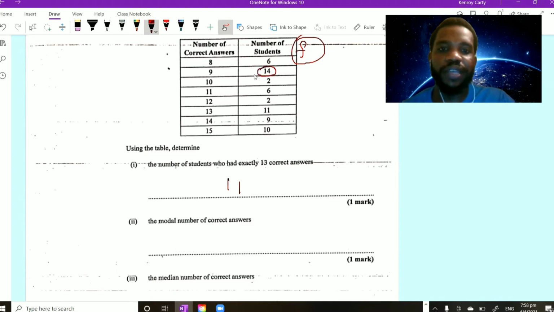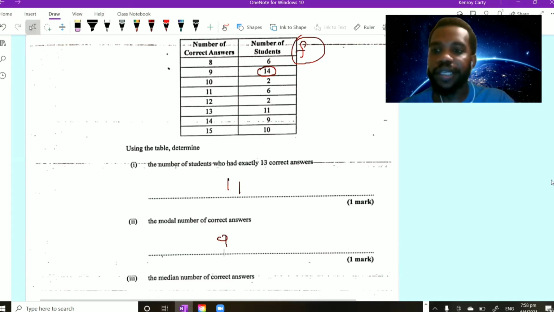So what this is saying is that 14 students got 9 correct answers. So that is the most occurring value. 9 correct answers is the most occurring, right? The 14 is just telling you what the frequency is. So the mode is not the 14. The 14 tells you how many times the 9 occurs. So the 9 is the modal number of correct answers. So this would be 9 here.